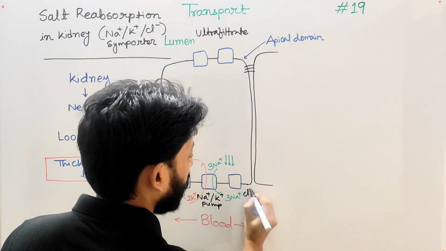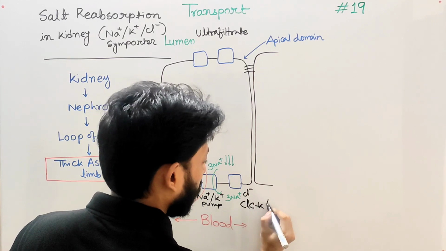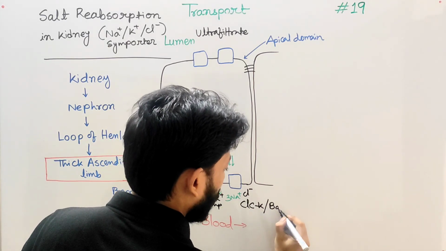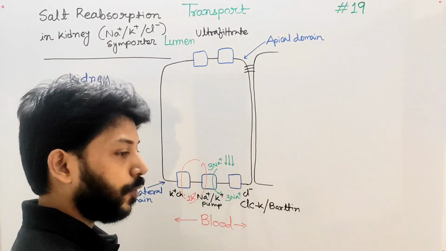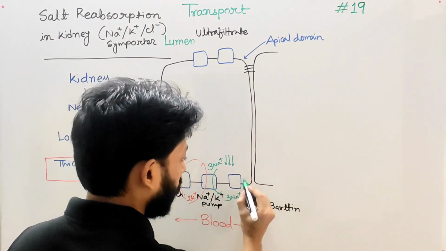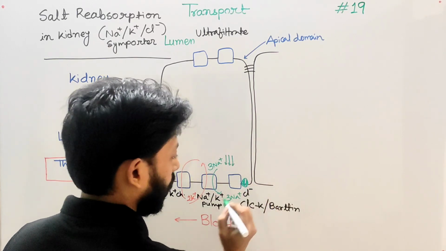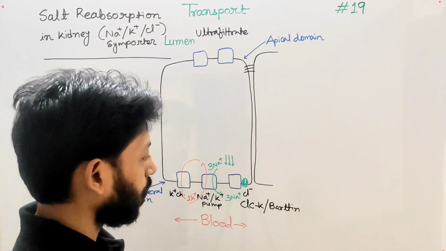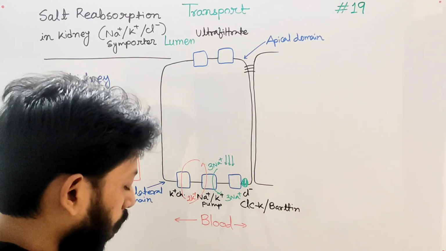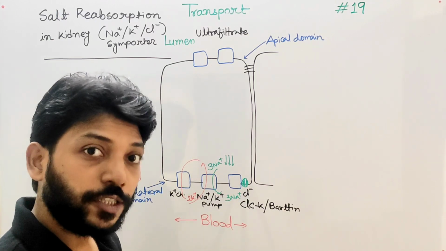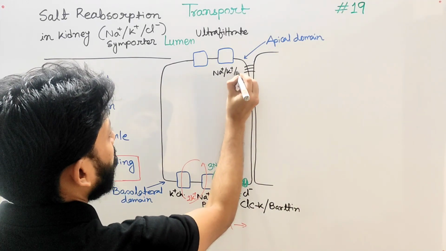the chlorine channel. We call this chlorine channel CLC-K, or we call it Barttin. Why is it called Barttin? Because here one auxiliary beta subunit is present, called Barttin. So suppose this is the Barttin subunit, so that's why it is called CLC-K or Barttin. This is the chlorine channel. Now I will mention the first, that is the sodium, potassium and chlorine Symporter.